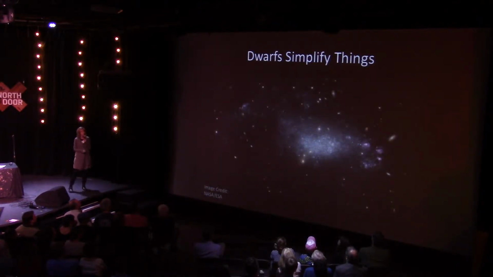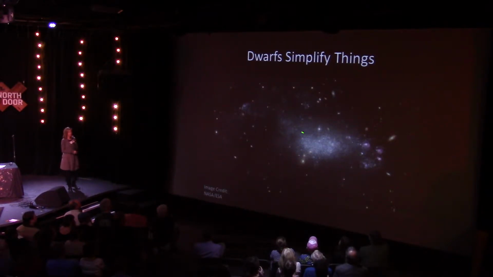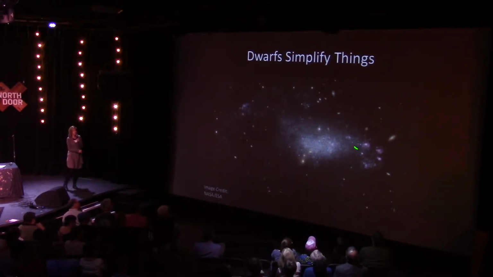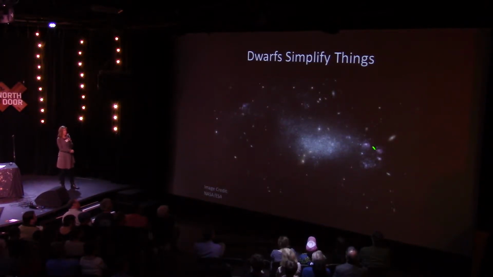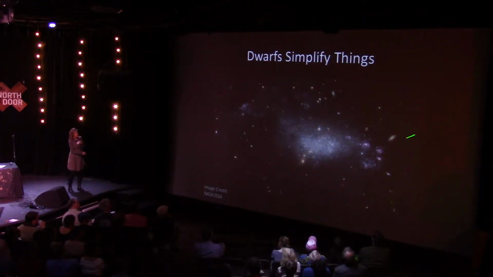This is a local dwarf galaxy named DDO 165. And the blue points here you see are all the individual stars. The pinky purple regions are young star-forming areas. So this is where we have very, very young and massive stars being formed. And you can also see in this picture from Hubble Space Telescope, there's a bunch of background galaxies as well in this image. But this is a lot simpler to understand than the Sombrero Galaxy.